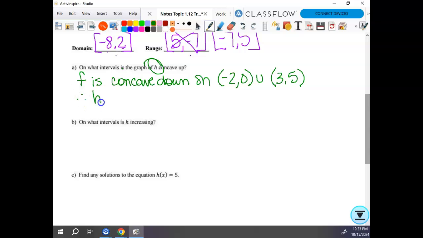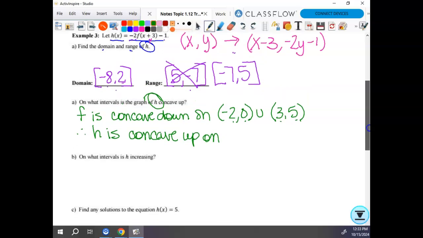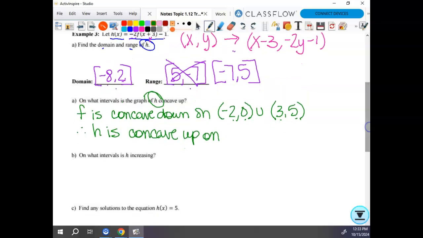Therefore, h is concave up on, and these are all x's, correct? And all I need to do for my x values is subtract 3. So this would be -5, -3, and 0, 2. Okay. What questions you got?